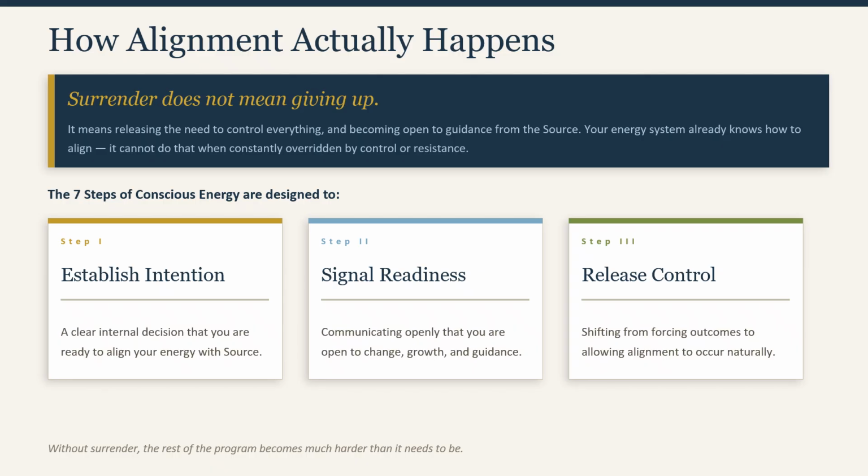You are stepping into a position where you allow alignment to occur, instead of trying to manufacture it. This step is foundational, because without surrender, the rest of the program becomes much harder than it needs to be. Next, we're going to talk about the practices themselves and how they are used to tune your energy system.